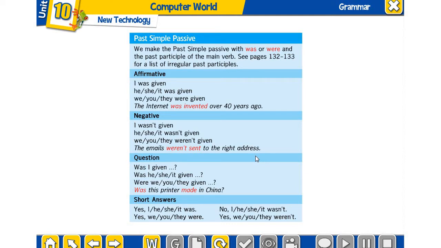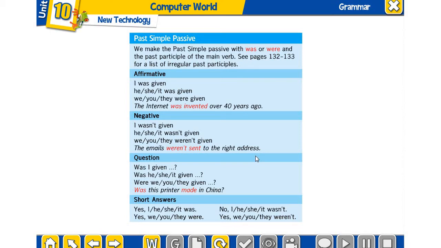by my boyfriend, or she is called Lucy. Okay, they call her Lucy, or she is called Lucy. Okay, this is present passive. And we also have past passive.